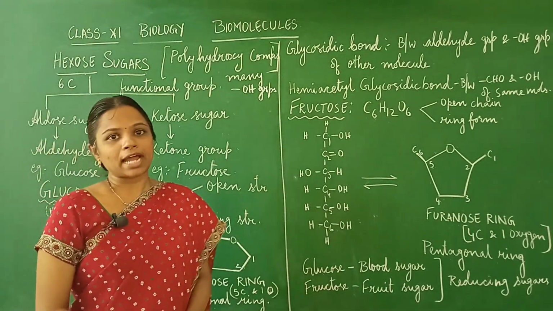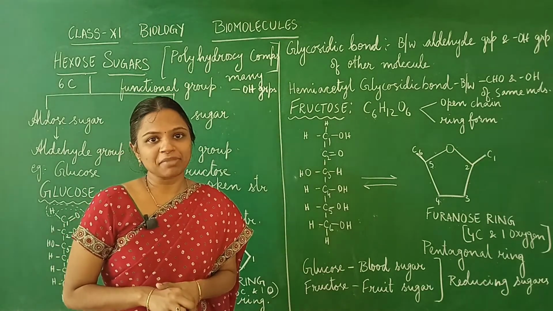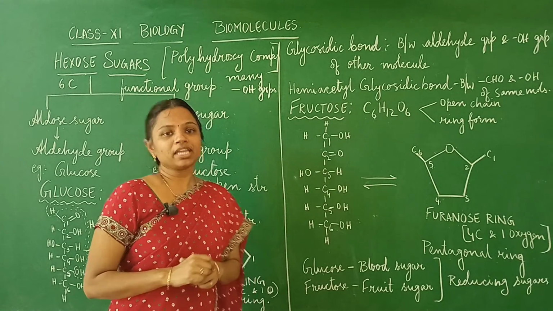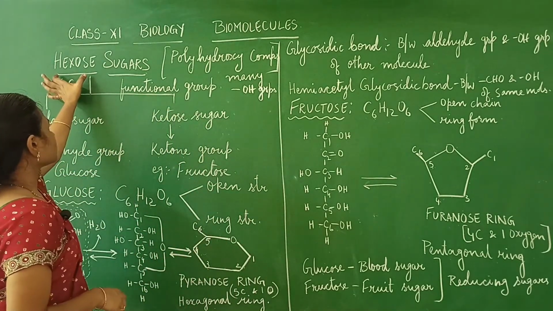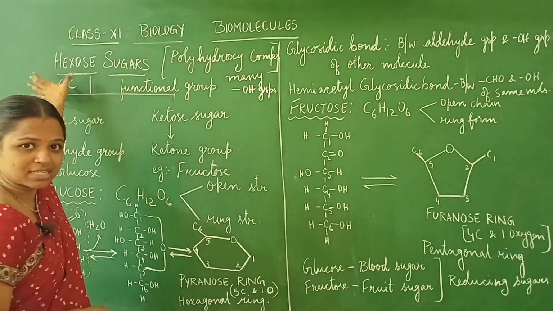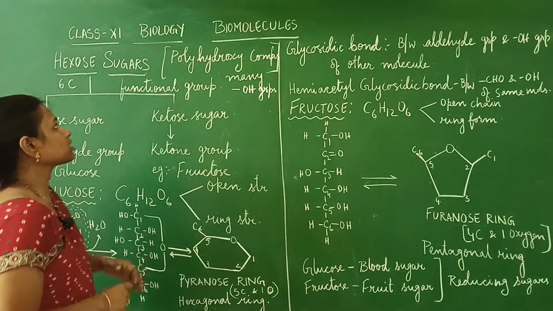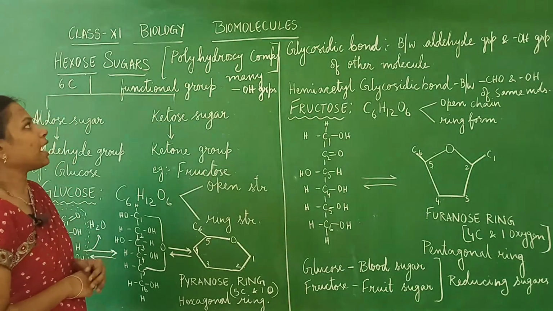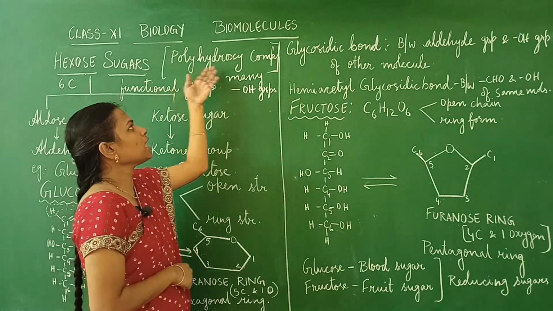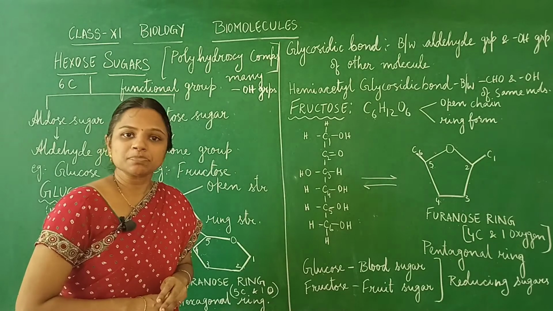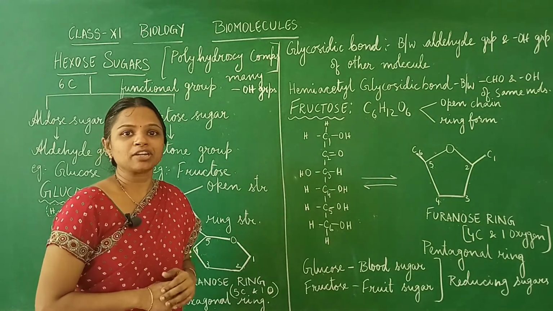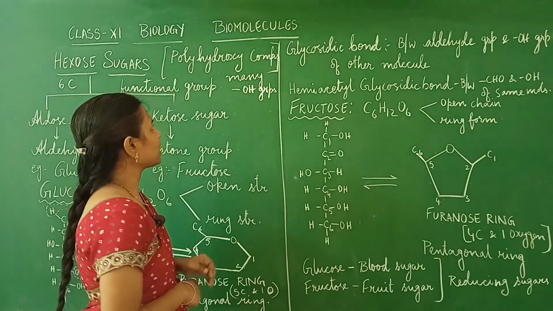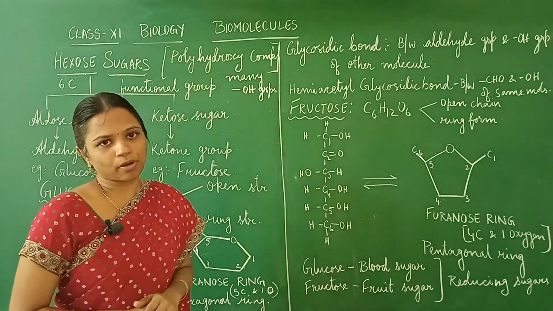Now, we also know that hexose sugar is basically made up of 6 carbon atoms. So, that is the reason why the name is also there. So, it is hexose. Hexa means 6. So, these hexose sugars have got 6 carbon atoms in them and they are also called polyhydroxy compounds. This is because they have many hydroxyl groups. So, many OH groups are there, that is why they are called polyhydroxy compounds.